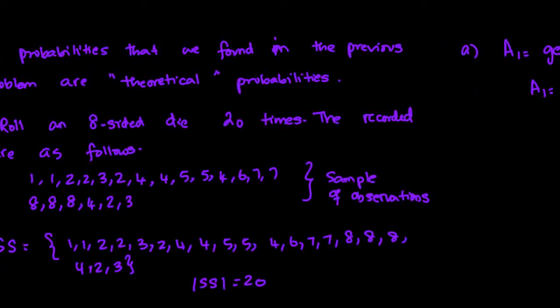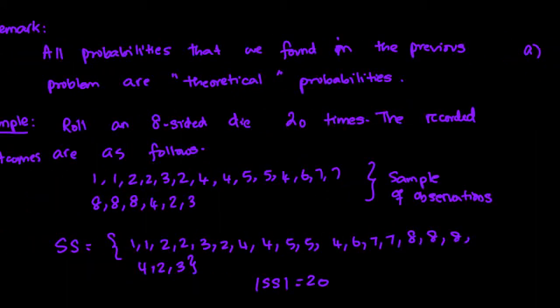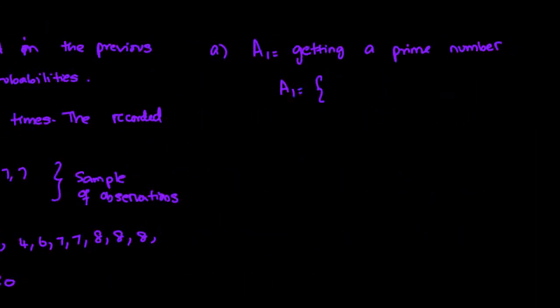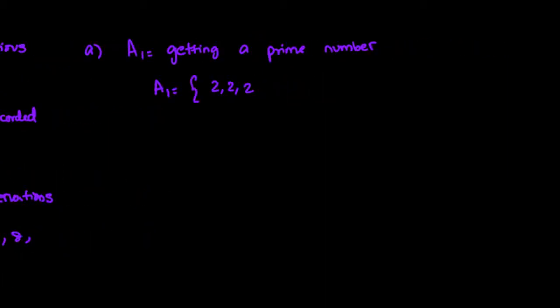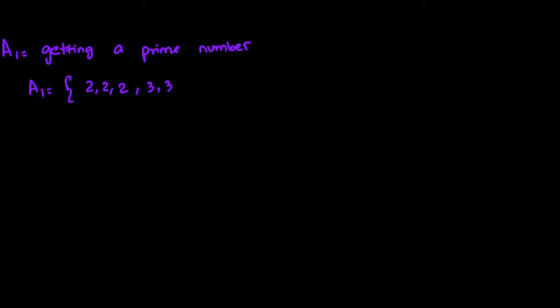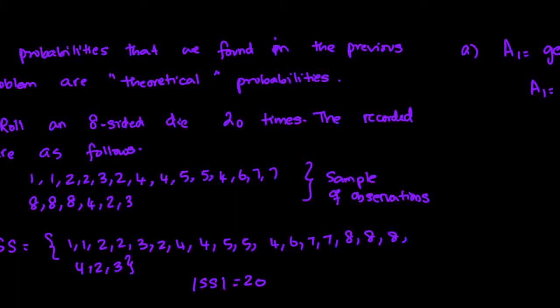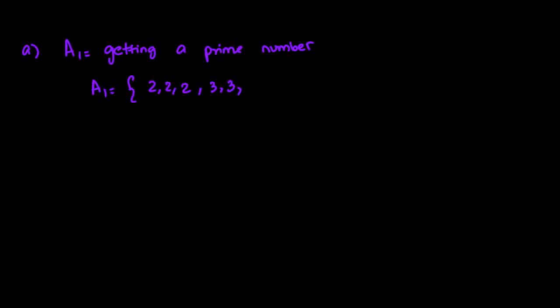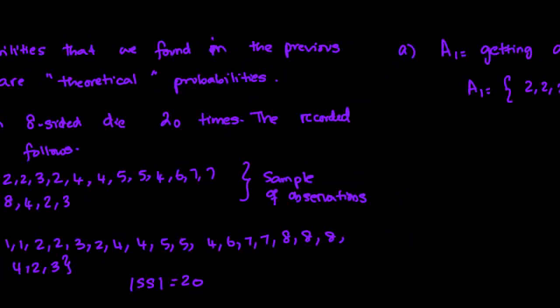So I believe the first problem that we did, event A1, is getting a prime number. Now, in this case, however, when I find the probability, I would have to write the outcomes from my sample space. I have to select from my sample space based on what I've recorded. So, 2 is a prime, so I see 3 2s. Three is a prime, I see 2 3s. Five is a prime, I see only 2 5s. Seven is also a prime, and I see 2 7s.